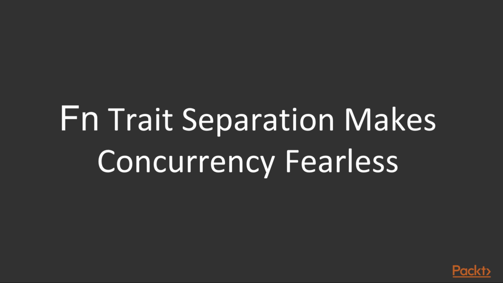The key idea here is that Fn trait separation makes concurrency fearless. Think about this in the context of the Fn traits. An FnOnce can do anything it wants because we know it can only be run once. Whereas, for example, an FnMut can't take ownership of things, so it can never deallocate memory, ensuring that running it multiple times is allowed, assuming the exclusivity and mutability characteristics are preserved.